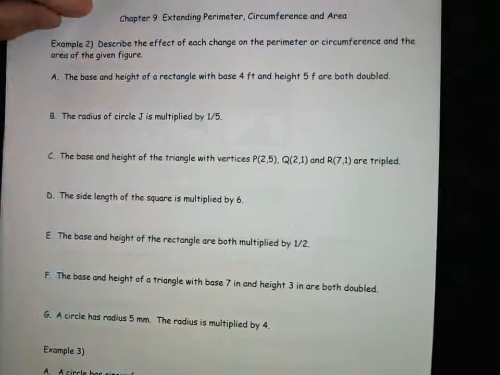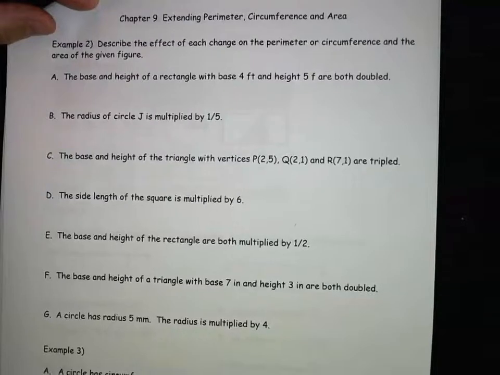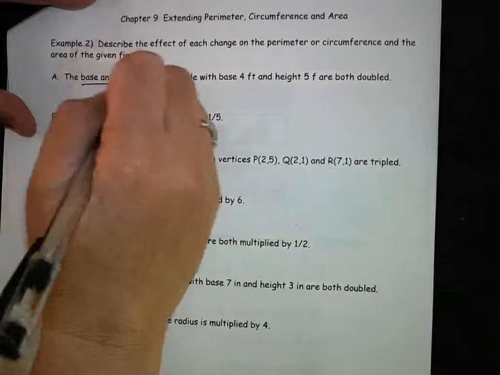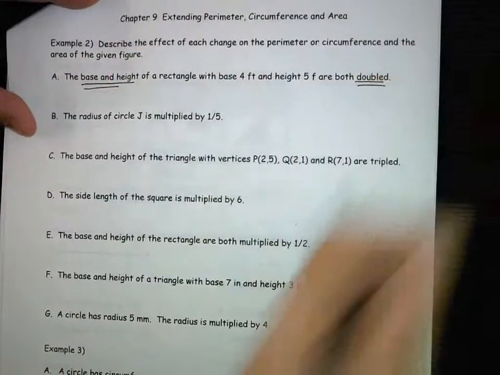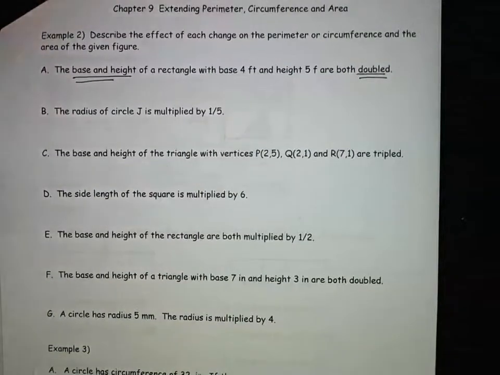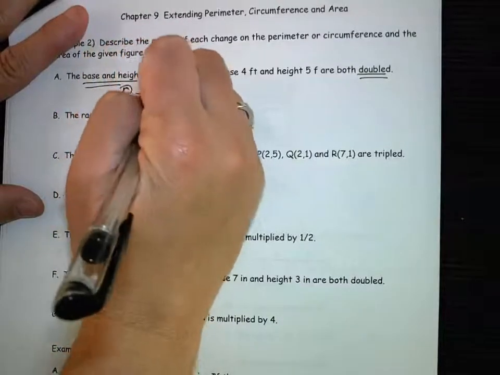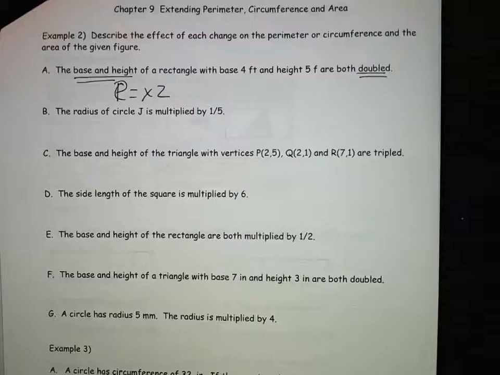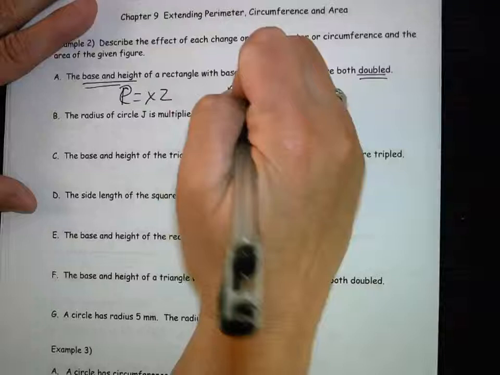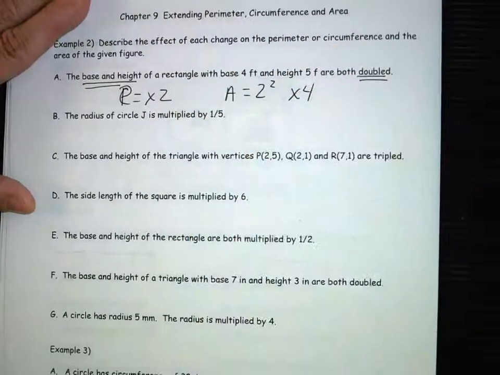On the next page, it says, describe the effect of each change on the perimeter or circumference and the area of the given figure. Now the base and height are both doubled. If the base and height are both doubled, our perimeter is going to be doubled. But the area, we've changed both dimensions, the length and the width. So the area will be times 2 squared, which is times 4.